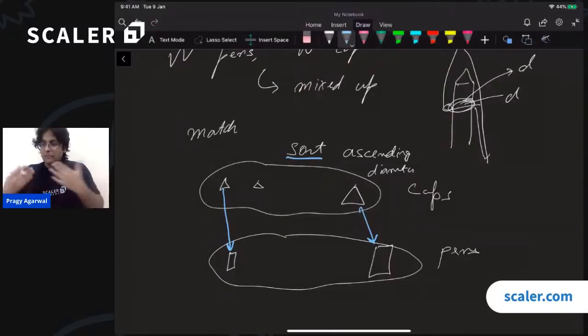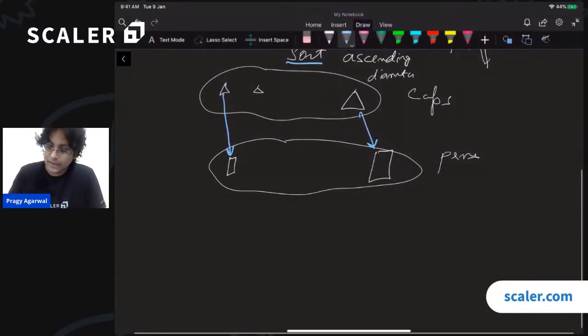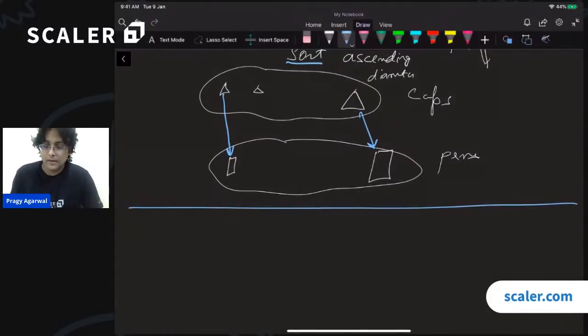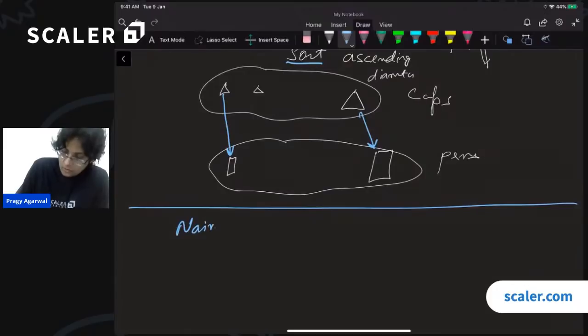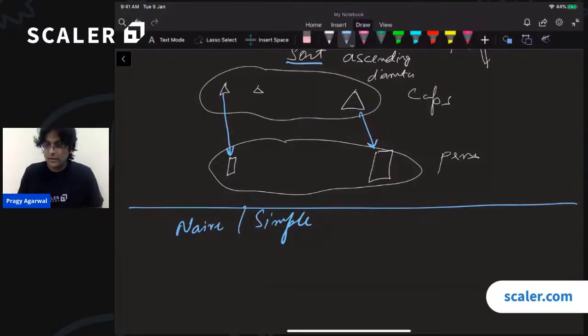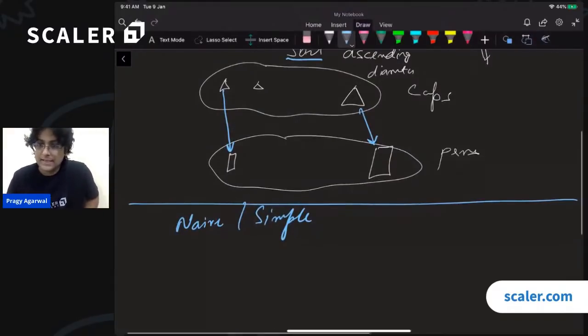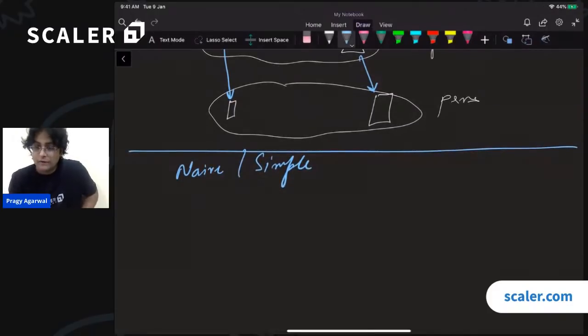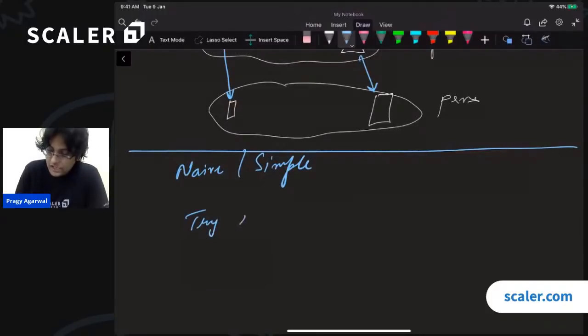Okay, so let us step back from this sorting approach and think of a more naive, more brute force solution. Is there any solution that comes to your mind? We are looking for a naive or a simple solution that gets the job done. We won't worry about the complexity, but we want to get the job done. Webber and Hussain over here also suggest that we can try each pen with each cap.